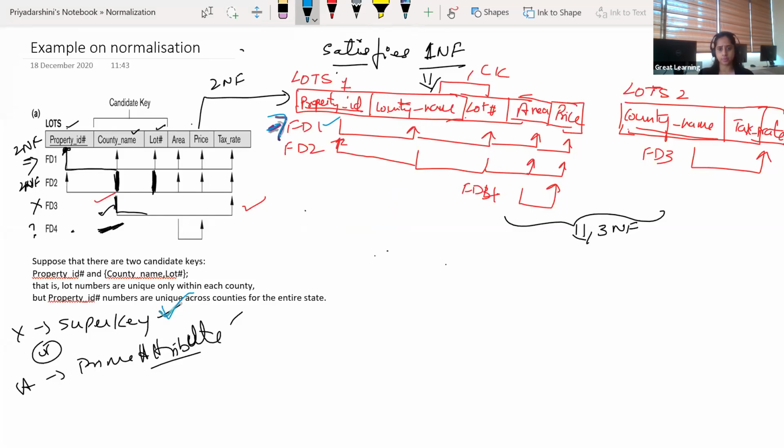What about FD2? What is X? X is a combination of county name and lot number, which is a candidate key. So is that a super key? Yes. I have two conditions to be checked. Out of the two conditions, any one can be satisfied. So the first one is done. Yes. Over. Now.